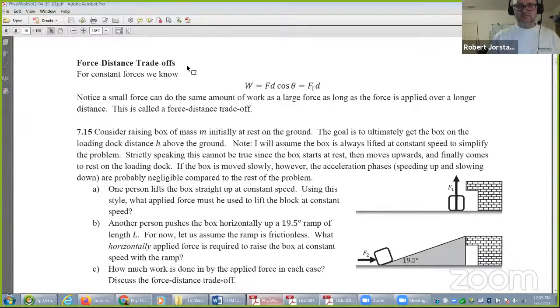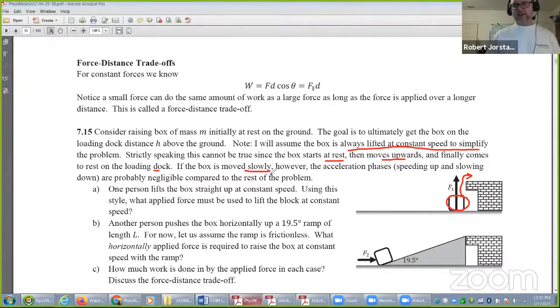So let's just consider this. You have a block and you're going to raise it up here and lift it, and I'm going to assume the box is lifted at constant speed. So strictly speaking, we know it's going to start at rest and you're going to accelerate it upwards and then bring it back to rest. But if we move this box very slowly, the acceleration phases are pretty negligible. And so we're going to ignore that and just talk about this thing moving at constant speed, raising it up and putting it up here.